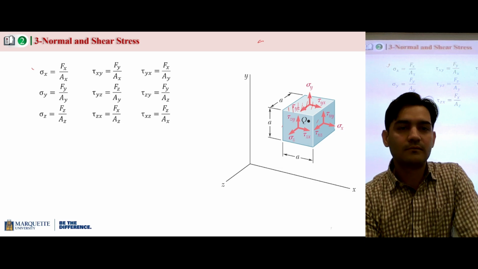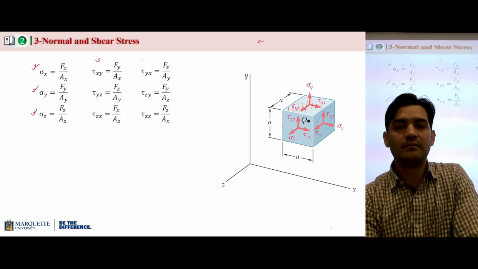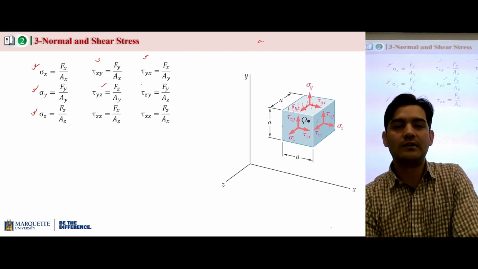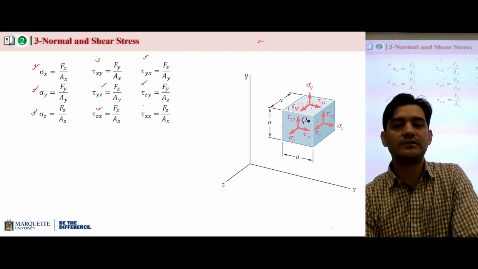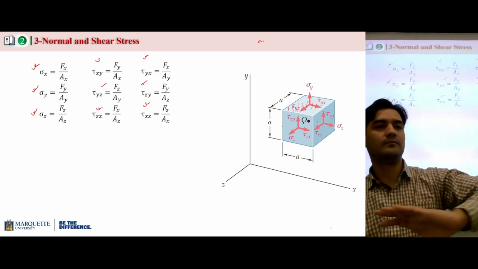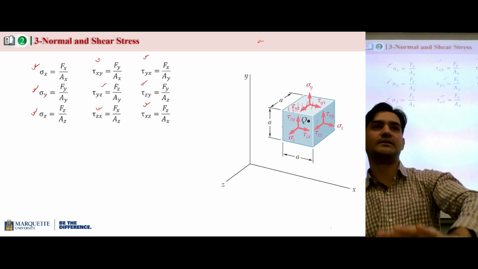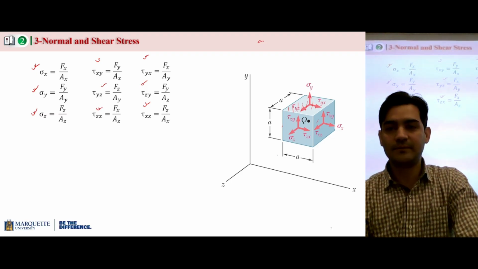3 types are normal stresses, and the remaining 6 types are shear stresses. When we do the calculation it's going to get clear, but for now I'm just explaining that there are different types of stresses on a stress element.